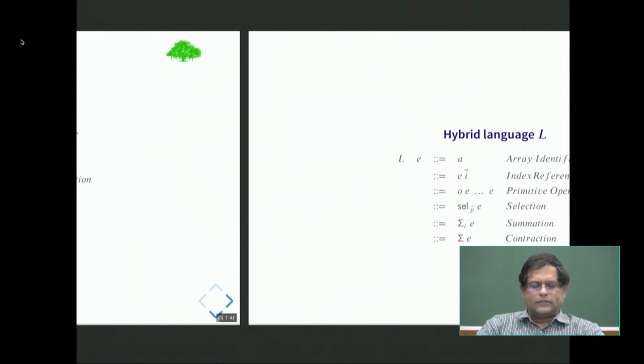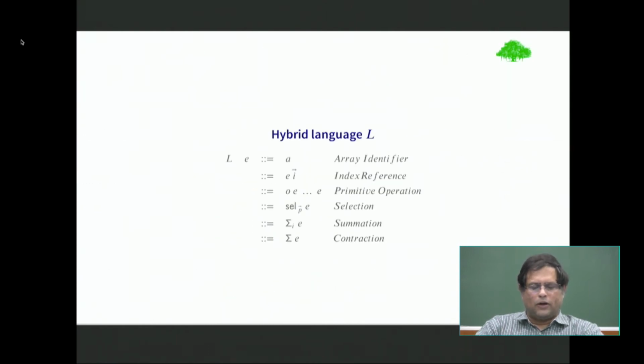Okay, so let's now consider a hybrid language. The point is that these two languages form the endpoints in the space of expressions, and both are of interest. The first one is the L underscore language, which we are used to dealing with, and the L hat is where we want to go with this factorization. So this is a language that has array identifiers, index references, primitives, selection, summation, and contraction.